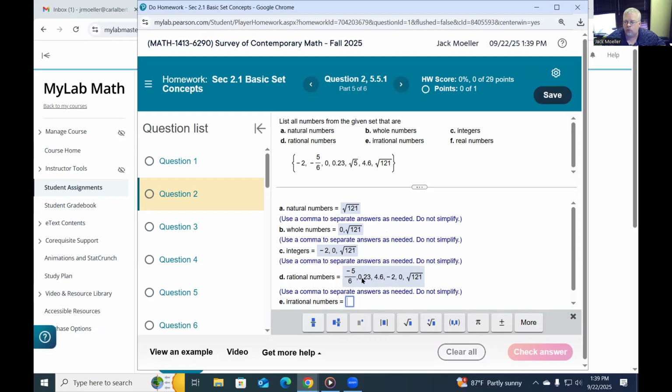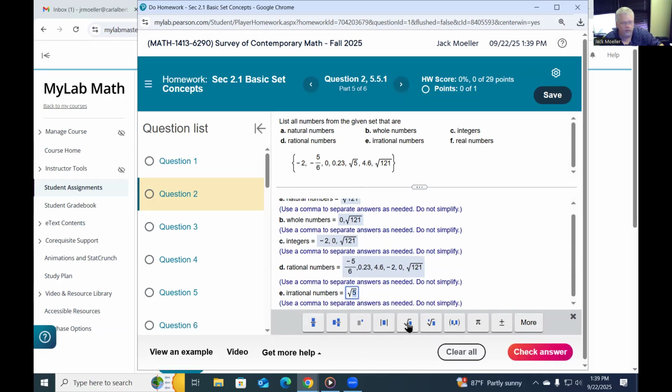So are there any answers that we did not include? Square root of 5. And again, if you're going to calculate it, that's going to be one of those decimal numbers that goes on forever. So if it's not rational, then it's irrational.